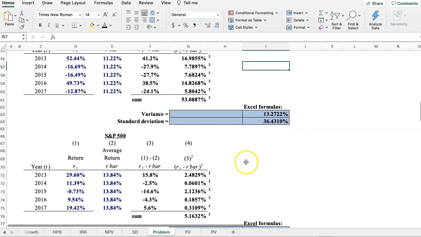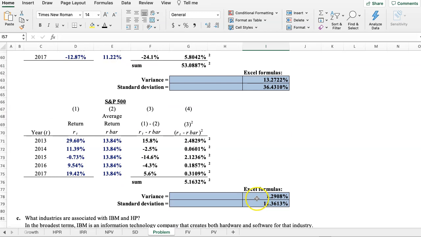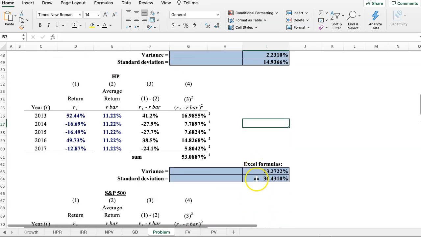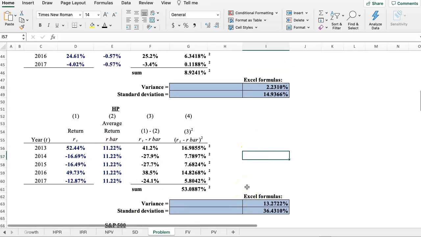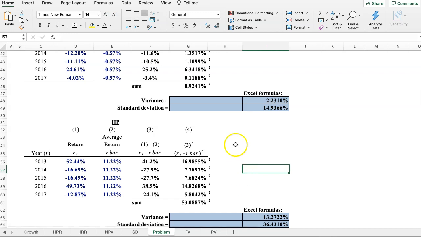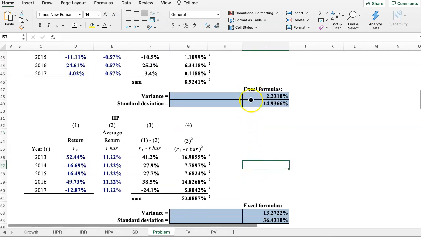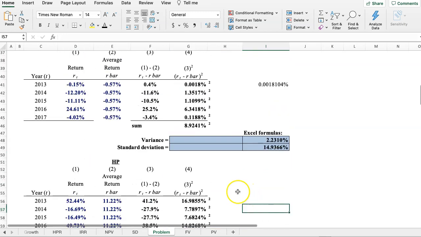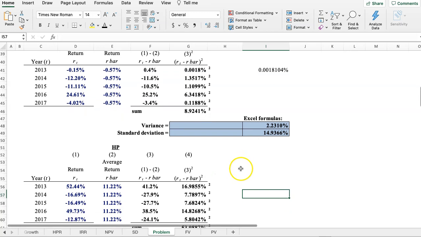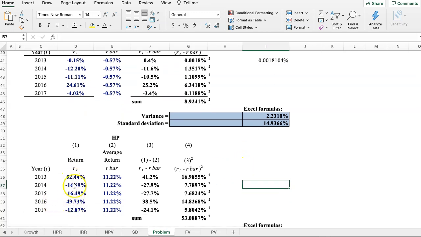succinctly. So we would see the lowest risk is the S&P 500 because it has the lowest variance, because the standard deviations aren't really comparable because they have different average returns. So the safest investments out of all of these would be, of course, the S&P 500 with the lowest standard deviation and the lowest variance, then IBM, then HP. And you can see that the returns for HP are a lot more aggressive.